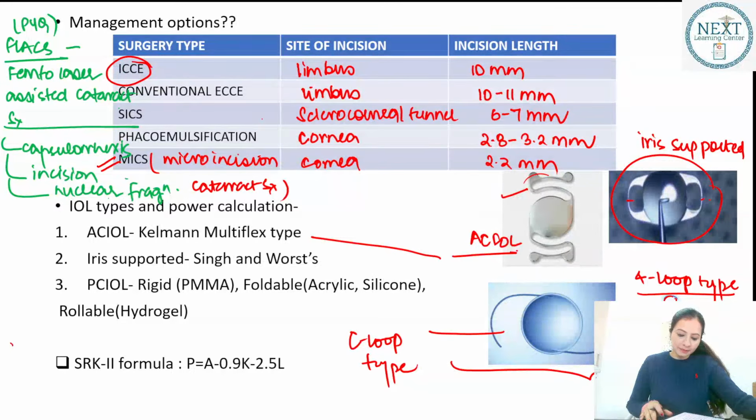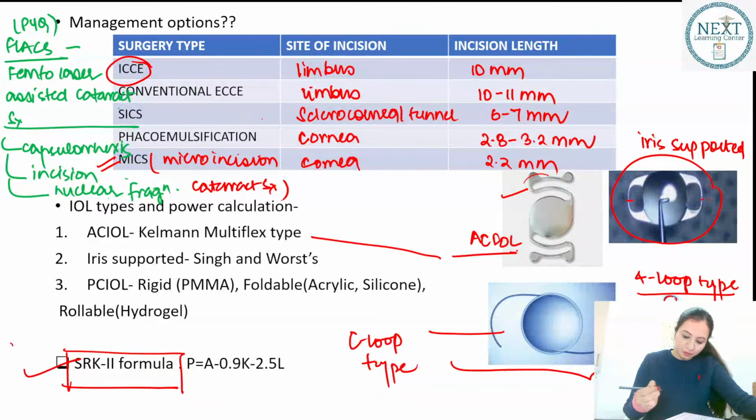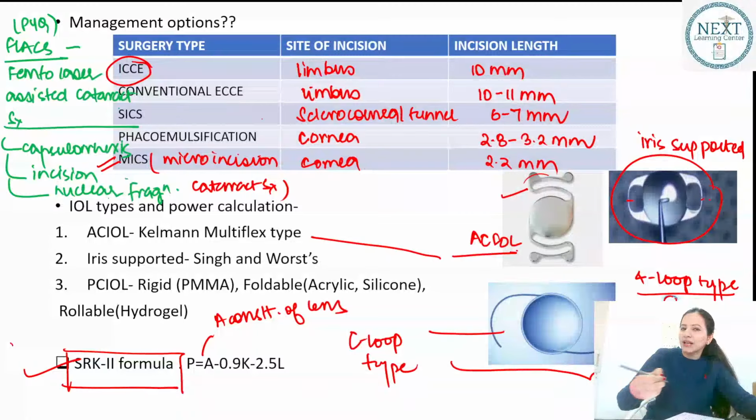If we look at the formula for calculating IOL, that is SRK2, in a modified version of SRK. Power is equal to A, where A stands for the A constant of the lens, minus 0.9 into K, where K stands for the corneal curvature, minus 2.5 into L, where L stands for axial length.